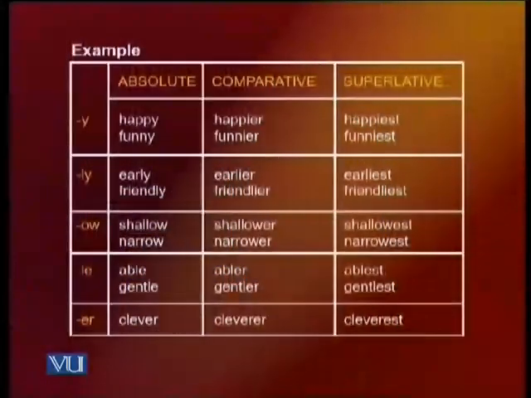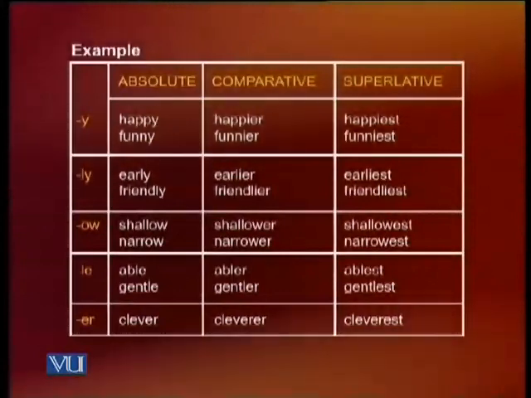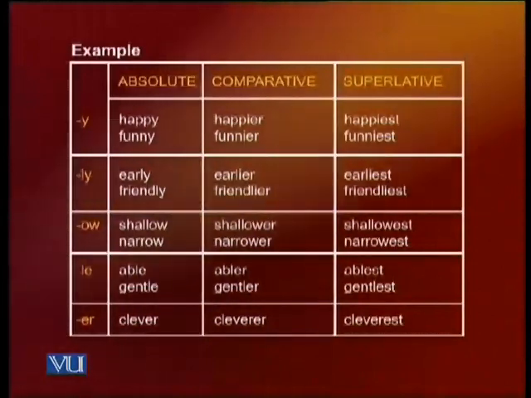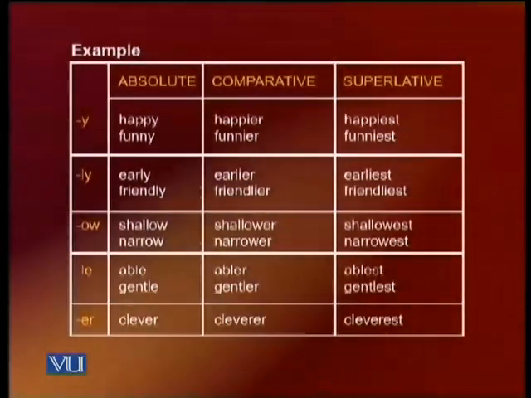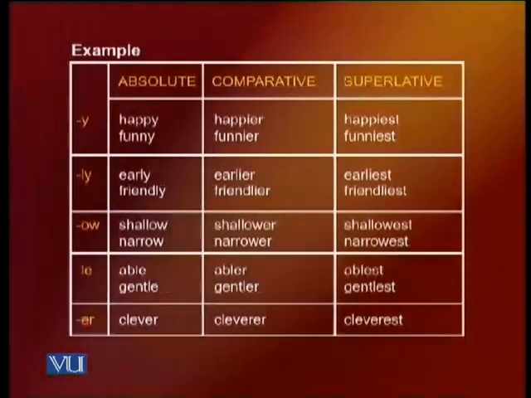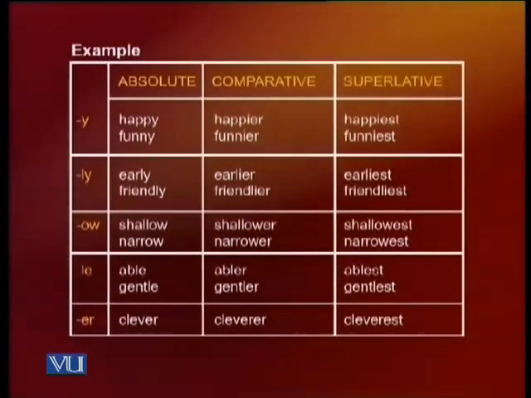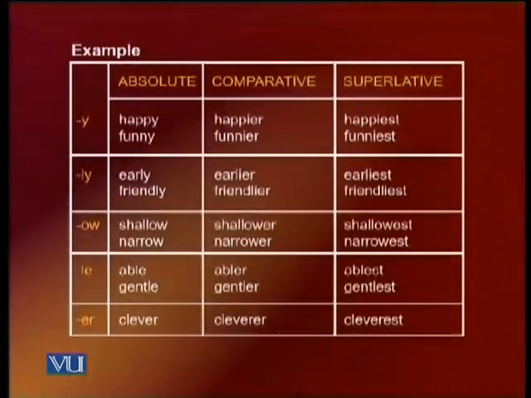Now, words with two syllables may be like what we have just gone through, in that they will add the ending er and est, and if they end in y, it will be ly or le or er. Most of the remaining words take more and most in front of them. Example, words ending in y. Happy, it becomes happier, happiest. Funny, funnier, funniest. Those ending in ly, early, earlier, earliest.